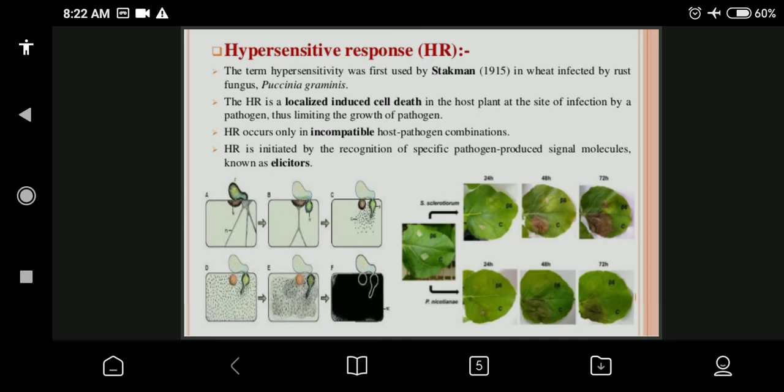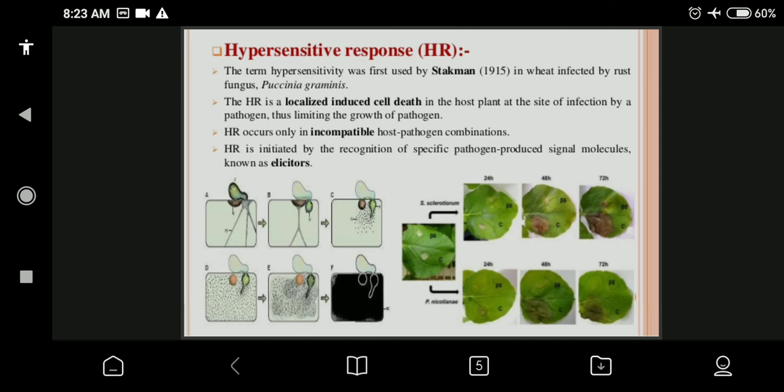What is HR? It is localized induced cell death in the host plant, at the site of the infection. Here you can see in the diagram the infection is taking place and the host cell is becoming brown colored. This is the hypersensitive reaction which is taking place in the host cells. So it is the localized induced cell death. Browning is the cell death of the host tissue due to the hypersensitive reactions.